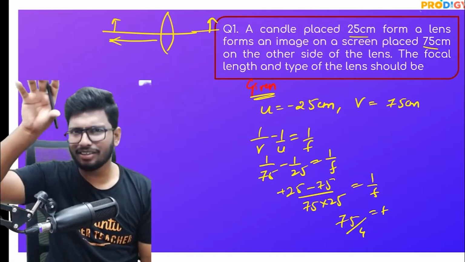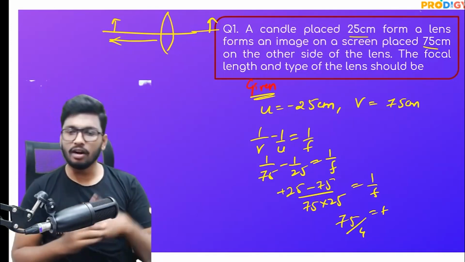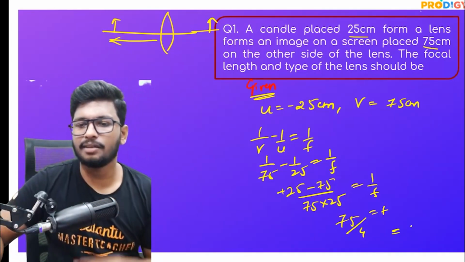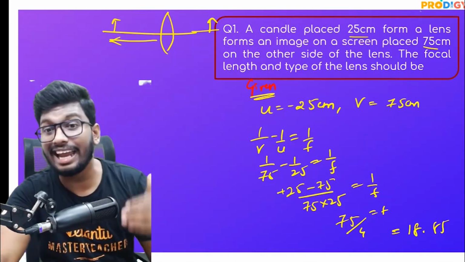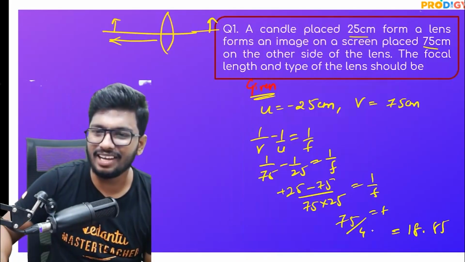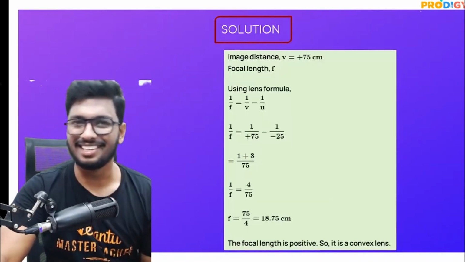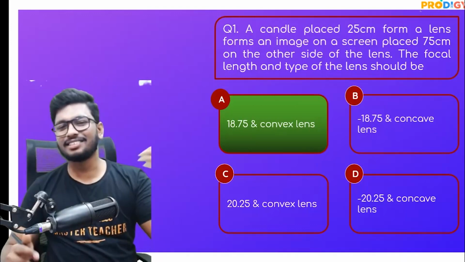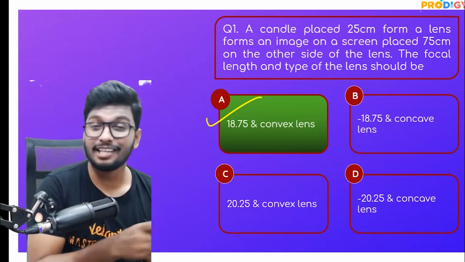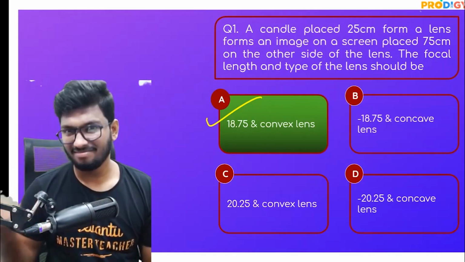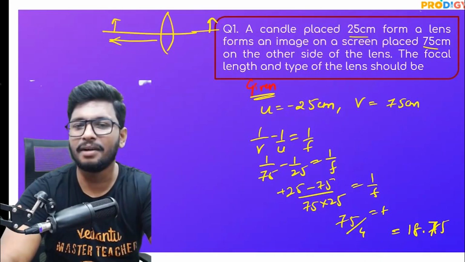If you do the calculation, I'm guessing you can do multiplication and division. It's going to be 75 by 4, which if you simplify further, you'll get around 18.75, not 85. Which means it is a convex lens, not concave, because it is positive. A focal length which is positive is convex, a focal length which is negative is concave. Simple as that. Easy question, no? The calculation might be a little hard, but it's quite simple.